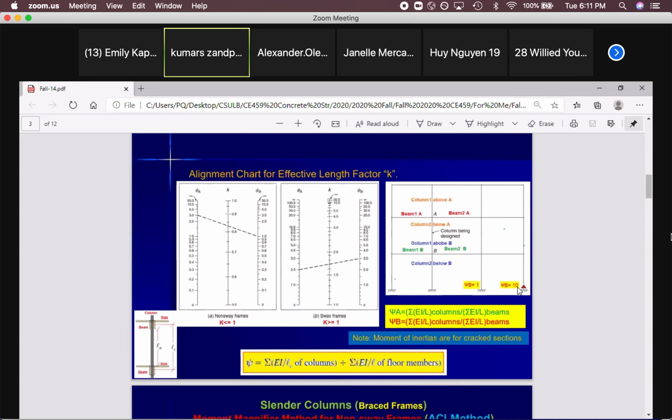Then, if you have a pin connection, not rigid or fixed, in this case CB is equal to 10. These two always are constant numbers. But for the top, you have two columns for A, one column and one beam, so you can calculate PCA, and for PCB, just 10. Is that completely clear?